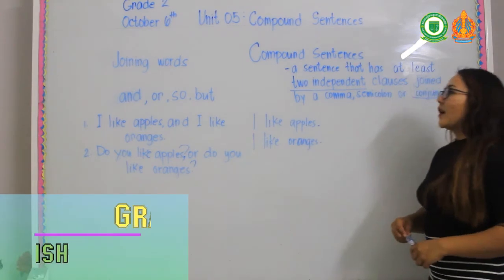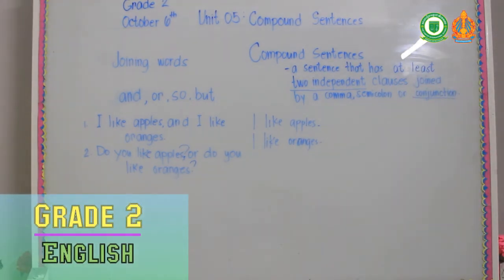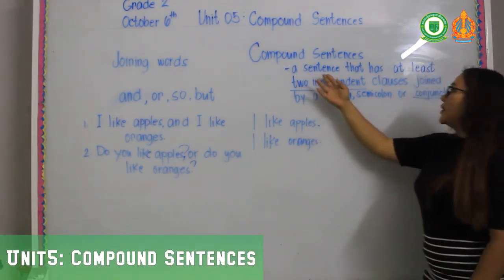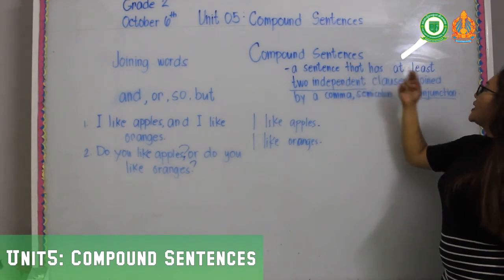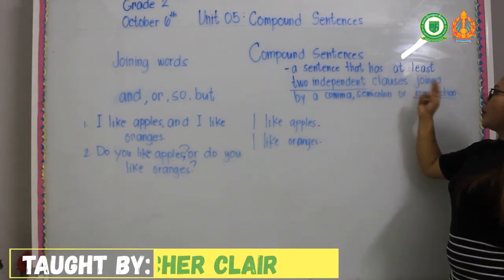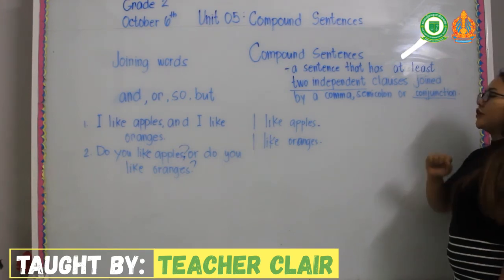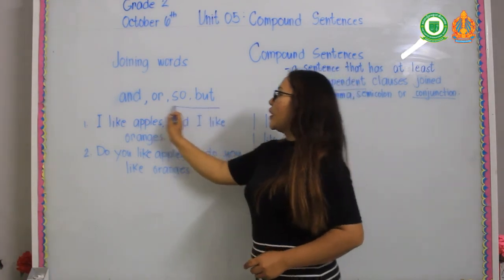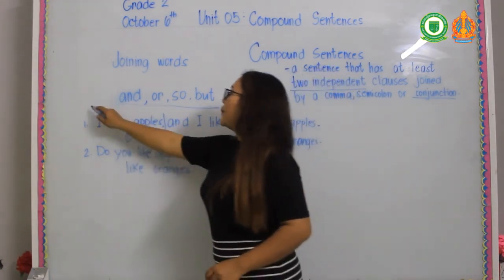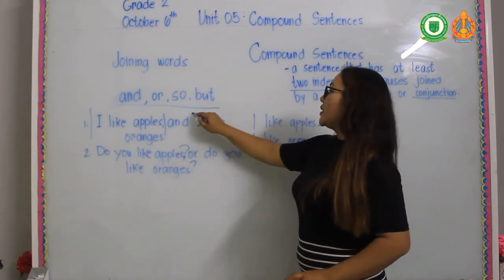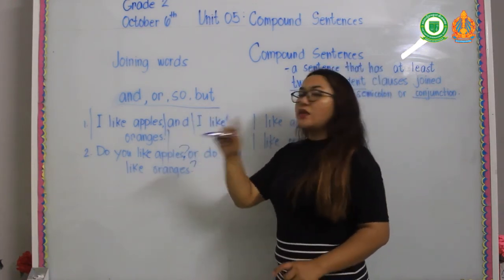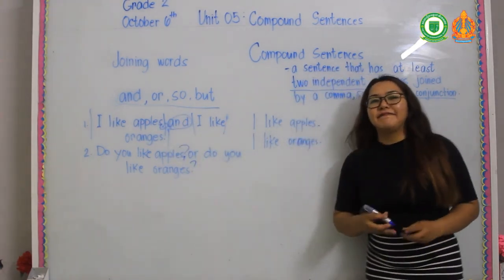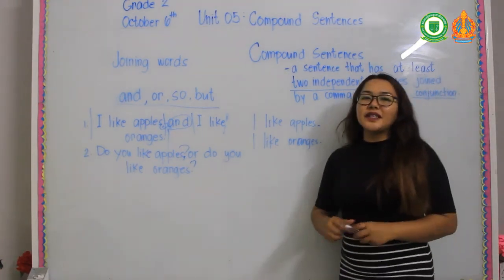Alright, so that's it for presentation number 2. And again, what is a compound sentence? A compound sentence is a sentence that has at least two independent clauses joined by a comma, semicolon, or conjunction. So in our sentences using these joining words or conjunctions, I like apples is one independent clause. I like oranges is one independent clause. We have your comma and we have your joining word or your conjunction.